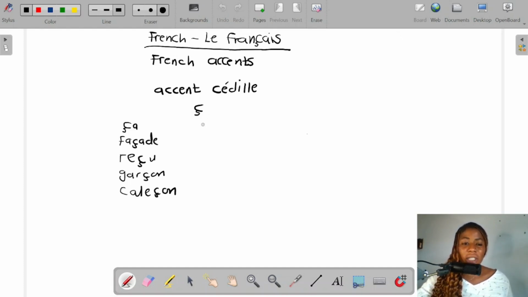You can see on the board that we have ça. Ça. That is that in French. And you can see accent cédille here. If accent cédille was missing, it would have been ka, which would have been something else. But we have accent cédille making the word to be ça. All right, we have another word here, façade. Façade, which is the front wall of a building. And without accent cédille, it would have been facade with a K sound, which is not even a word in French.